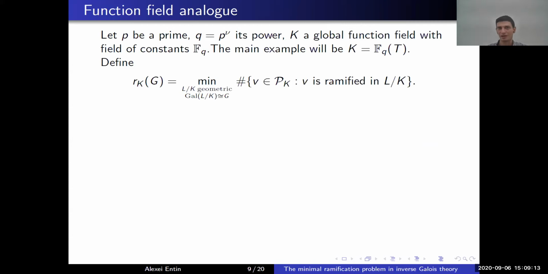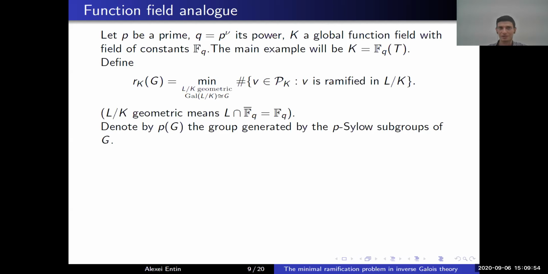We define Rk(G) again to be the minimum of the number of ramified places, but we don't consider all extensions with Galois group G. We only allow geometric extensions, which means that the field of constants remains Fq. The reason we make this restriction is because if we allow extending the field of constants, there are many extensions that are unramified everywhere. So this would not parallel the Boston-Markin conjecture, and the correct analog of the problem is restricting to geometric extensions. Okay, so this is the reason for this definition.